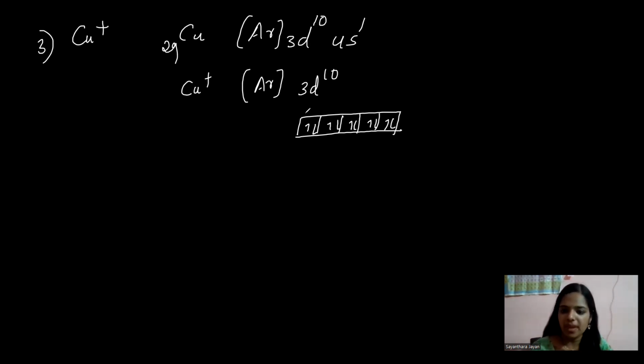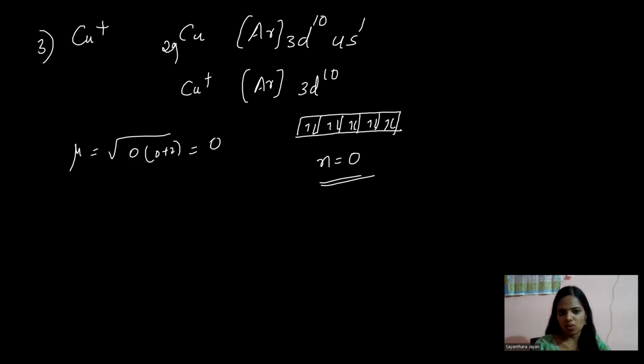All electrons are paired, right? So n is equal to 0. There are no unpaired electrons. n equal to 0 means mu is equal to root of 0 into 0 plus 2, which is 0 Bohr magneton. There is no spin only magnetic moment for Cu plus ion.